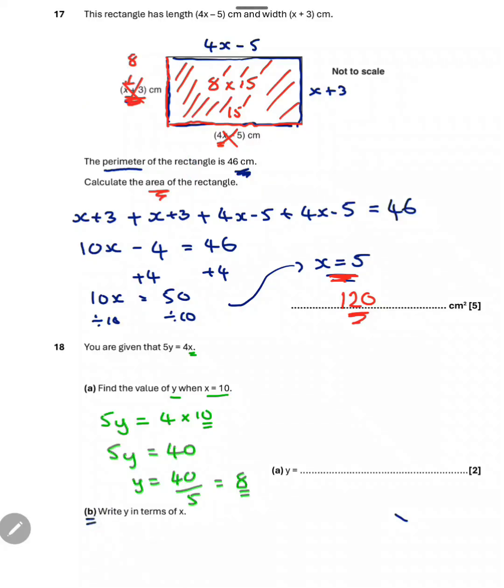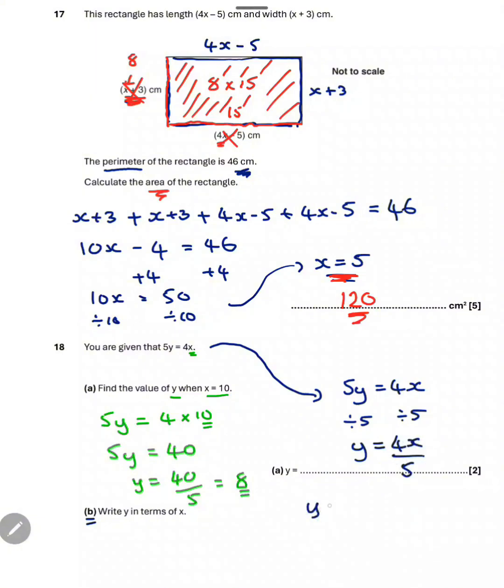And part B says write y in terms of x. So I'll just do this up here. It says 5y equals 4x. Y in terms of x means I want y on its own. So I'm going to get rid of that times 5 by dividing by 5. And we'll get y equals 4x divided by 5. Nicest way to show divided by 5 is over 5. If you wrote y equals 4x divided by 5, you'll probably still get full marks.